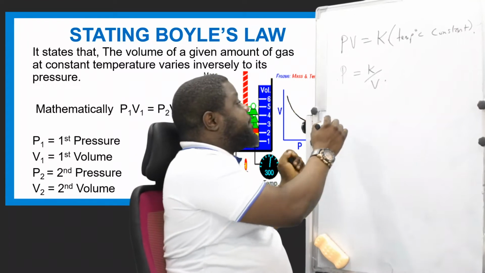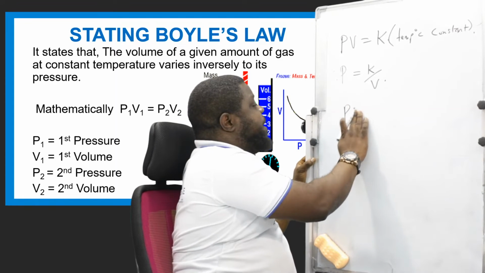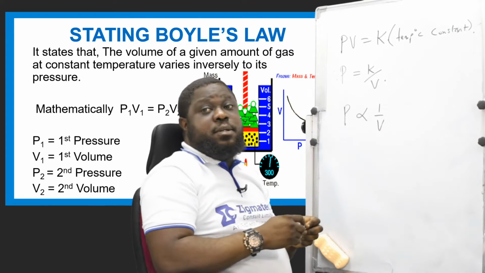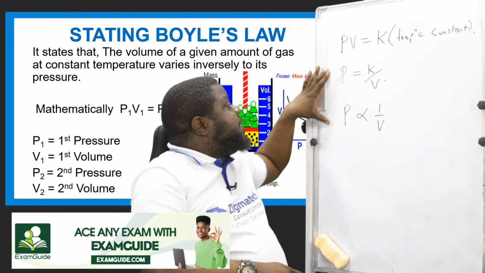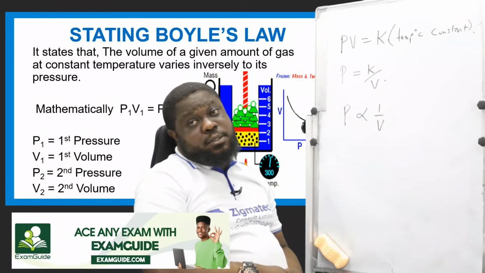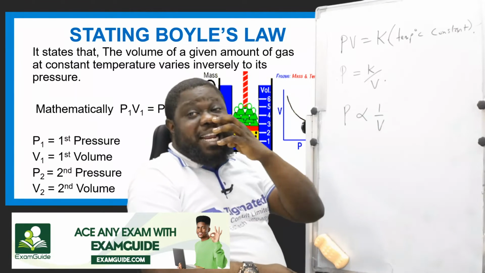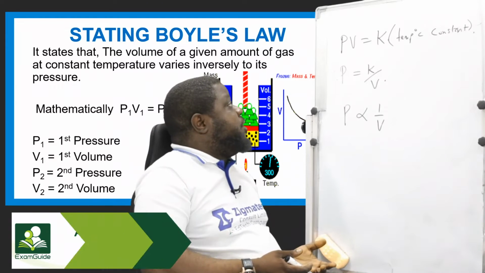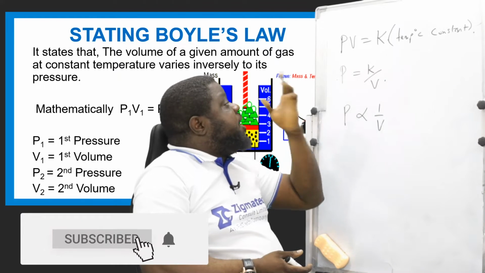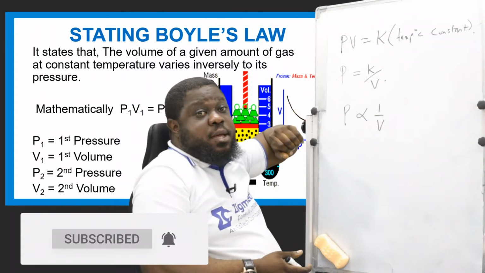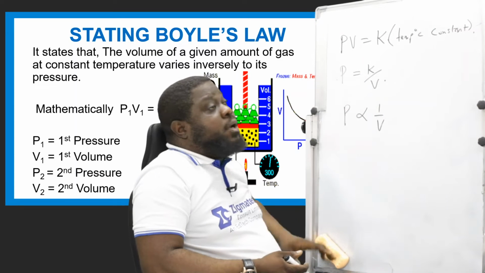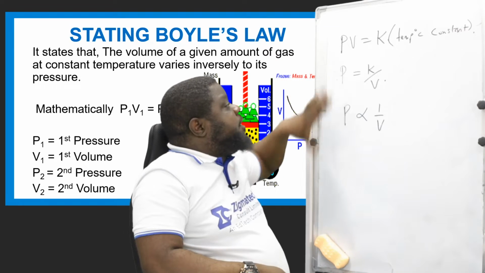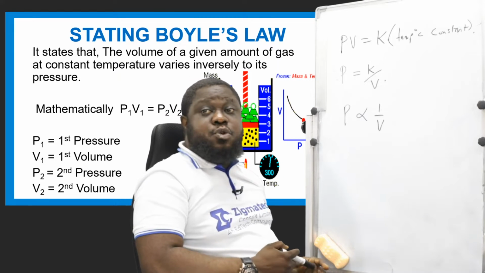Or you can write P is inversely proportional to 1 over V. Any which way you write the formula, it is correct. Because they said it's inversely proportional, that means it is not equal to the pressure. This PV is the constant. So if PV equals K, that means P will be equal to K over what? V. So any which way you write it, you are correct.